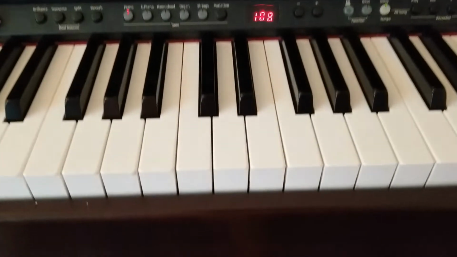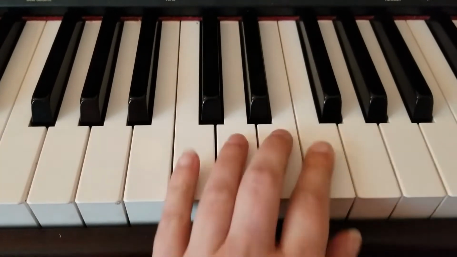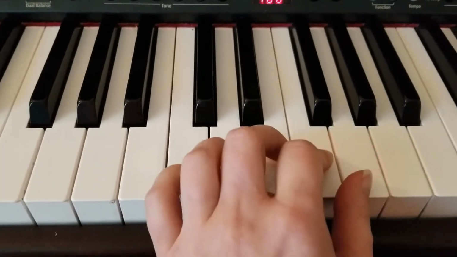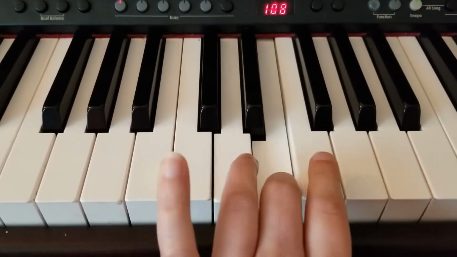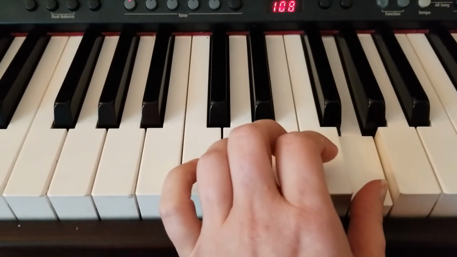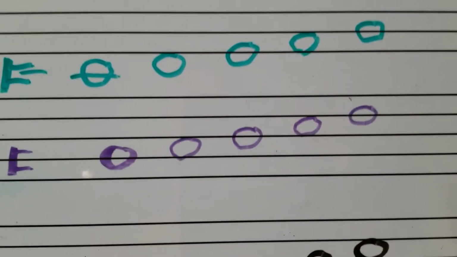Look at that on the piano. Here is the C on the piano. I'm going to play that Do pentachord on the piano, starting with C. C, D, E, F, G. All right. Now let's look at the purple one.